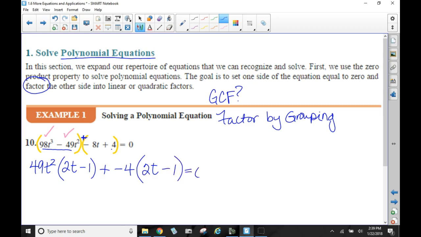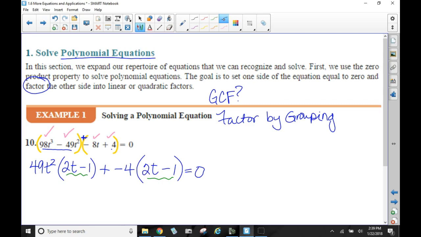Bring down your equals and your 0. Now, again, mentally FOIL that back through just to check. Negative 4 times 2t is the negative 8t. Negative 4 times a negative 1 is a positive 4. So we didn't change our problem's values any, just the way that it looks. And that's good. Now, here's the whole reason that I factored out that negative 4. Because what I have in common here is the 2t minus 1.